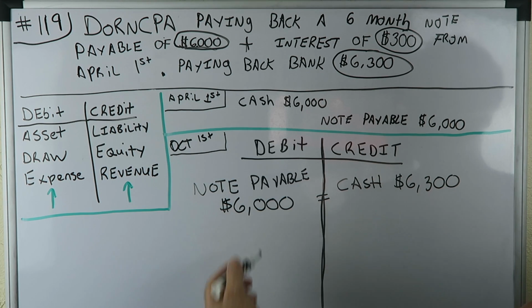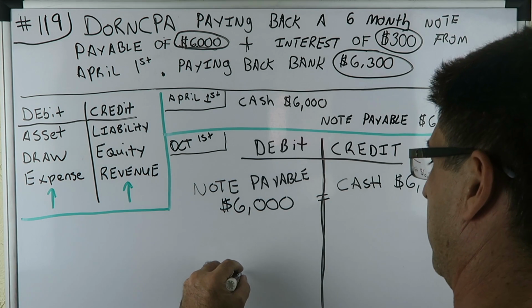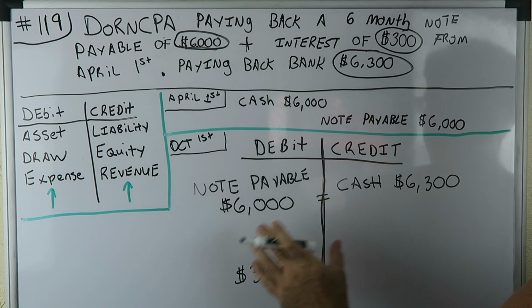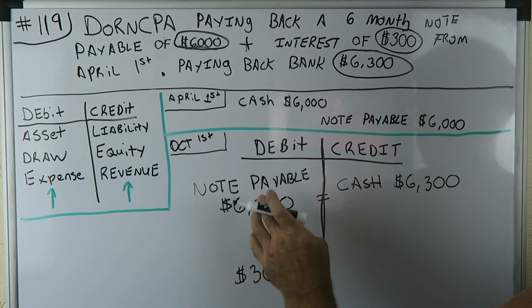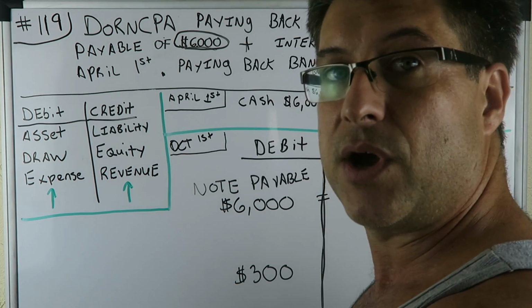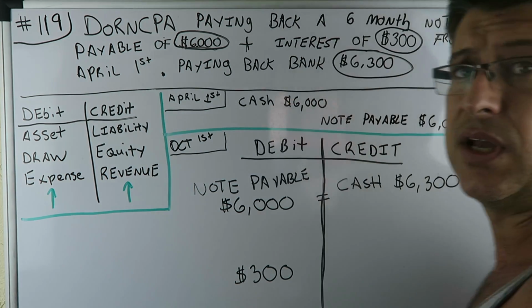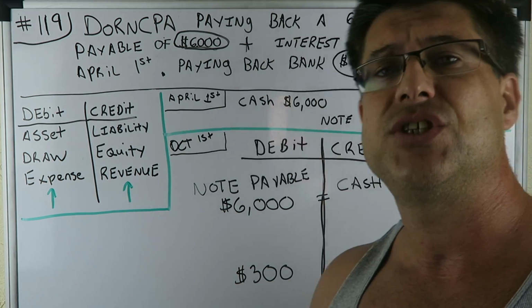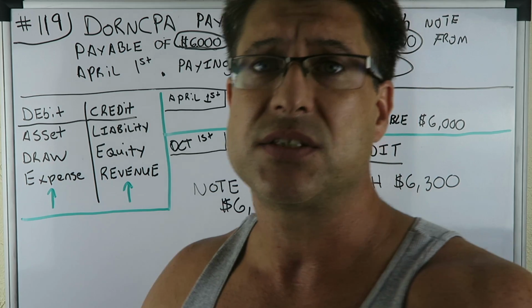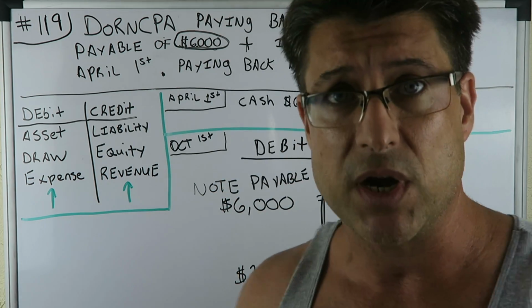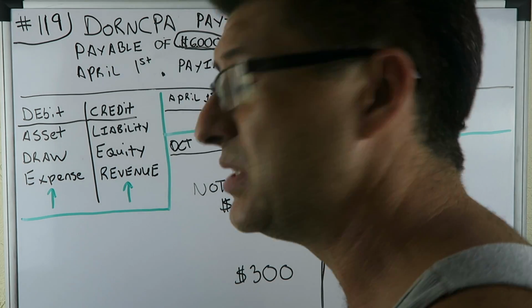We need $300 over here. Let me just put $300 in here. Now this could be a number of things, but we know we need $300 more. So now 6,300 equals 6,300. What was that 300 from? Interest. Interest is an expense. Interest expense, right? It is just the cost of doing business. It's the cost of doing the loan. We needed the note to keep our business running. So it's just the cost of doing business.